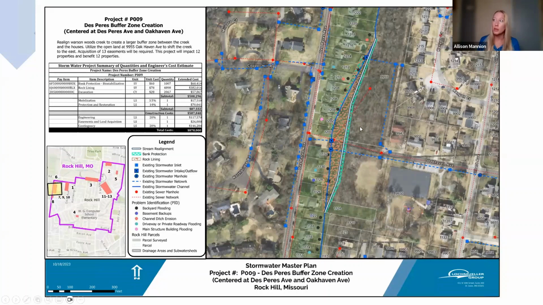It would also involve some creek bank stabilization, biostabilization, and would benefit 12 properties. And the city does own the lots behind it where we would shift the creek to. So that is definitely a benefit of already owning those properties. However, this does have a higher price tag at $878,000.